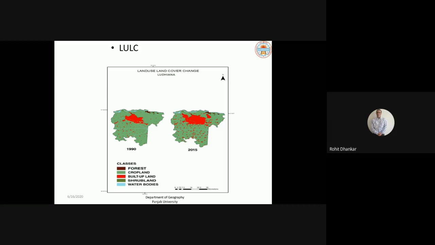Now, I told you about how we can see how a particular area will be changing. So this is what we did: we took a 1990 image and a 2015 image, processed them, and found out how built-up land has increased from 1990 to 2015. We can easily calculate the increased area with the query builder present in these software. So it's quite helpful and the interface is also quite good.